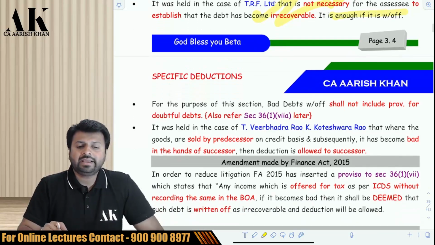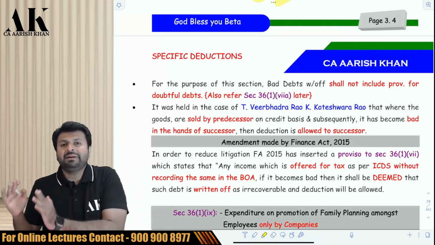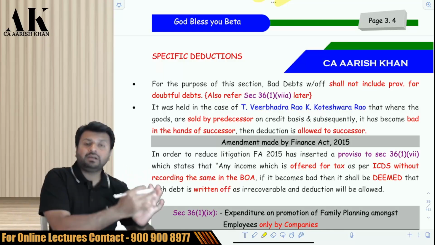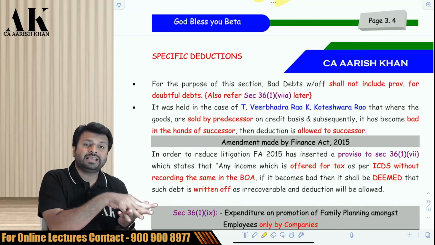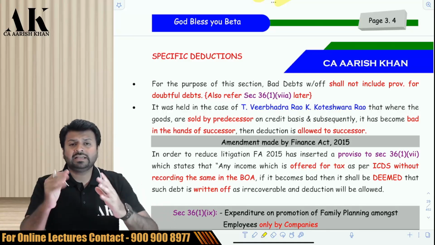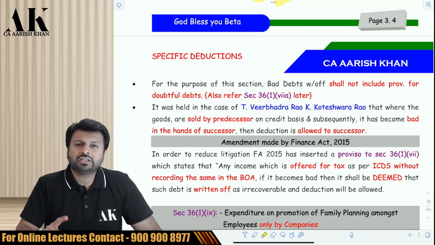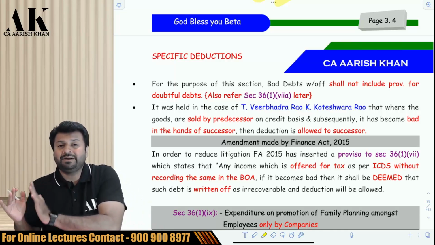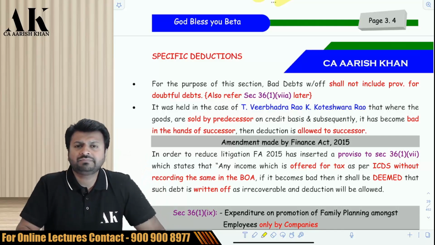Okay. Next, there is an amalgamating company and an amalgamated company, and the amalgamating company has sold some goods. Then the company got amalgamated with the amalgamated company, and in the amalgamated company's hands, that debt becomes bad. Will the amalgamated company get the deduction? Yes, as per the Supreme Court judgment of 1985 in the case of T. Veerabhadra Rao K. Koteshwara Rao, it is held that the debt from goods sold by the amalgamating company, which has become bad in the hands of the amalgamated company, shall be allowed as deduction.